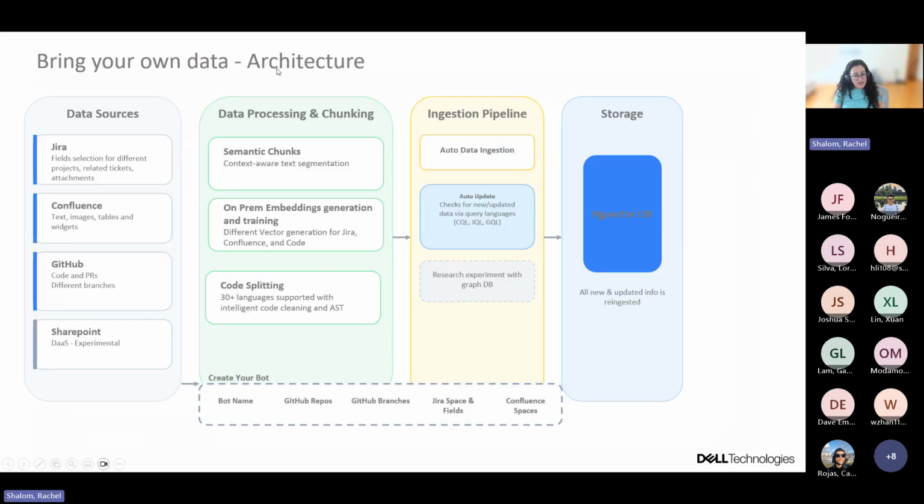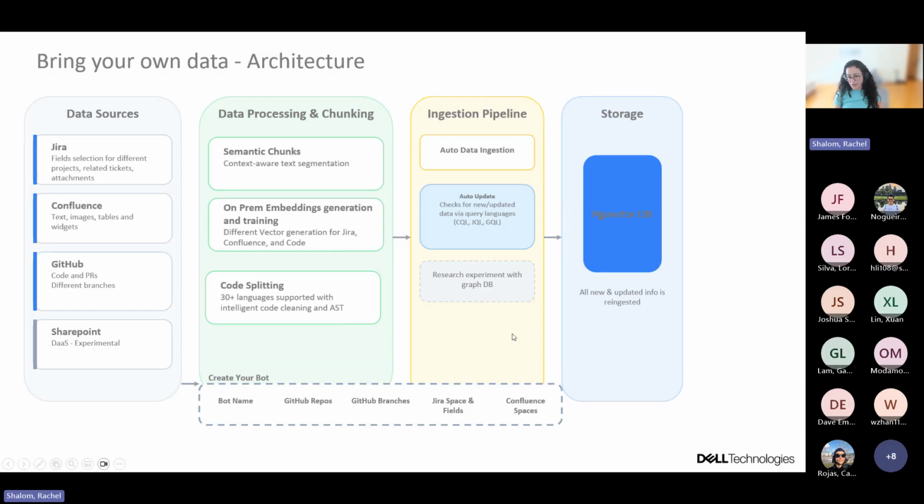The bring your own data architecture, I'm not going to go over all the details because it's a lot. I'm going to focus on Confluence a bit later. But for Jira, Confluence, GitHub, and SharePoint, we work with semantic chunks and code splitting, detecting more than 30 languages, and using AST. We use different embedding models for different sources, and I will talk about it a bit later. And one important distinction is that when we talk about code repositories in such big companies, or on Confluence, they change a lot all the time.